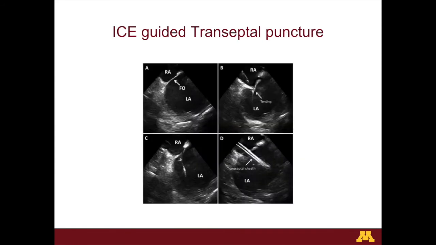Our EP colleagues use it more often for creating a hole rather than closing the hole in the atrial septum, as shown here in this picture. ICE can guide us in the proper location of the tenting of the needle. It can guide us to the thin part of the septum. It can show us once the sheath is crossed, and it's extremely valuable in EP procedures as well as in structural heart disease interventions.